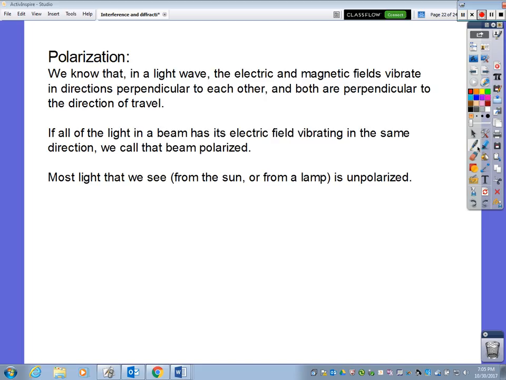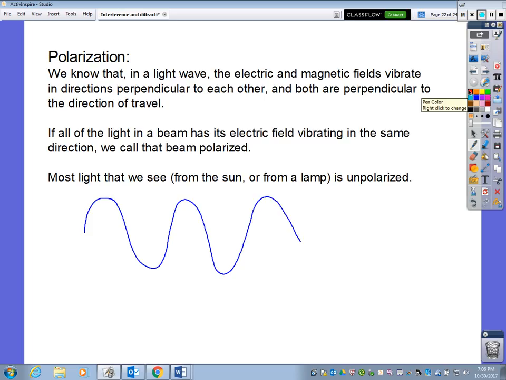We know that light waves consist of electric and magnetic fields that are vibrating in directions that are perpendicular to each other and perpendicular to the direction of travel. So for example, if we had an electric field that's vibrating up and down, that's the easy one to draw, and the wave is traveling in the direction to the right, the magnetic field is vibrating in and out of the plane of the board.